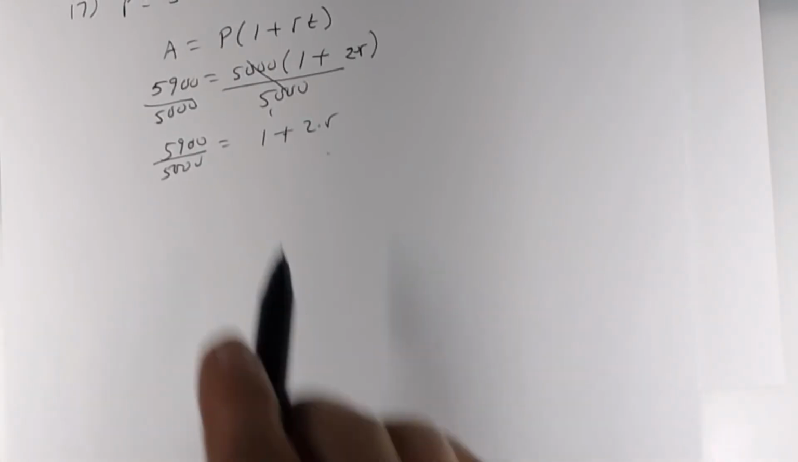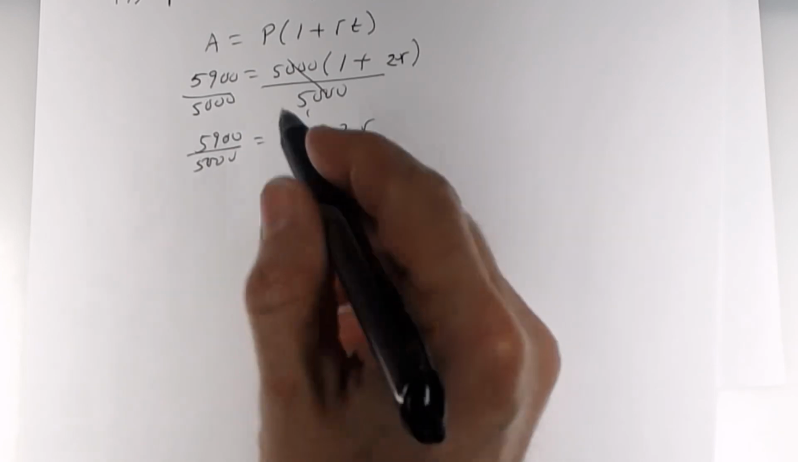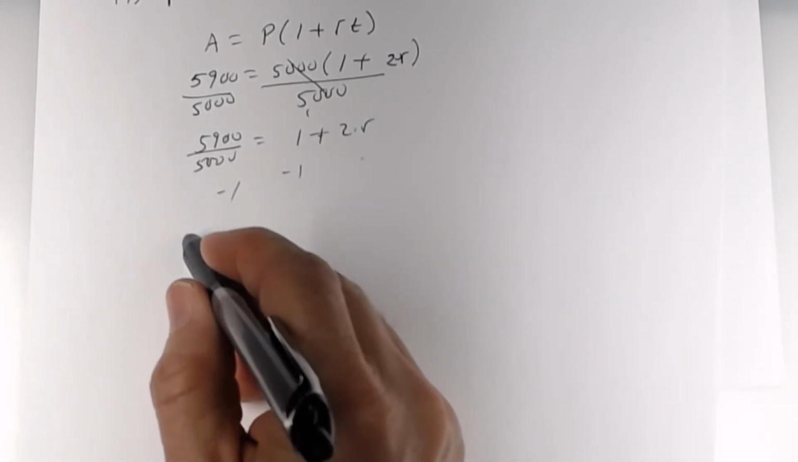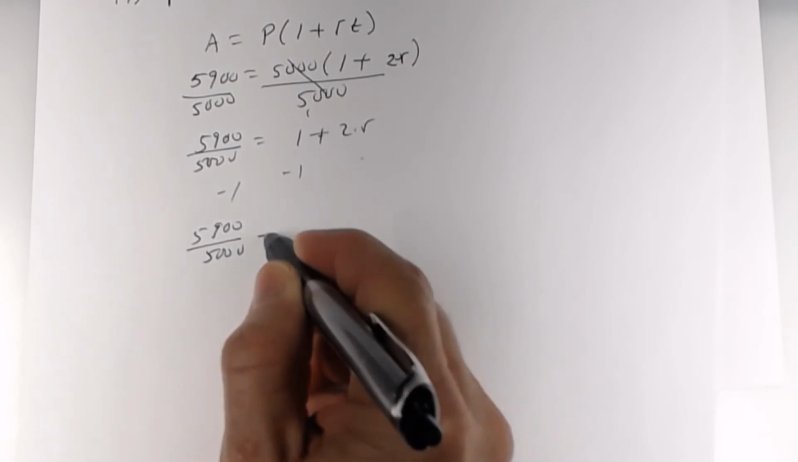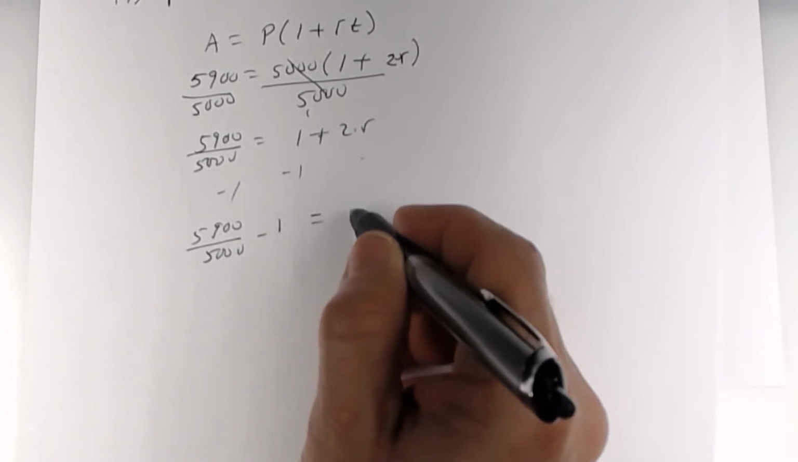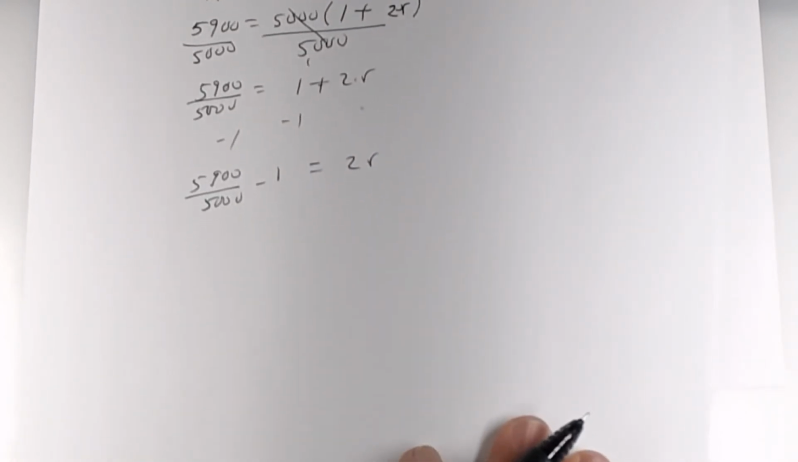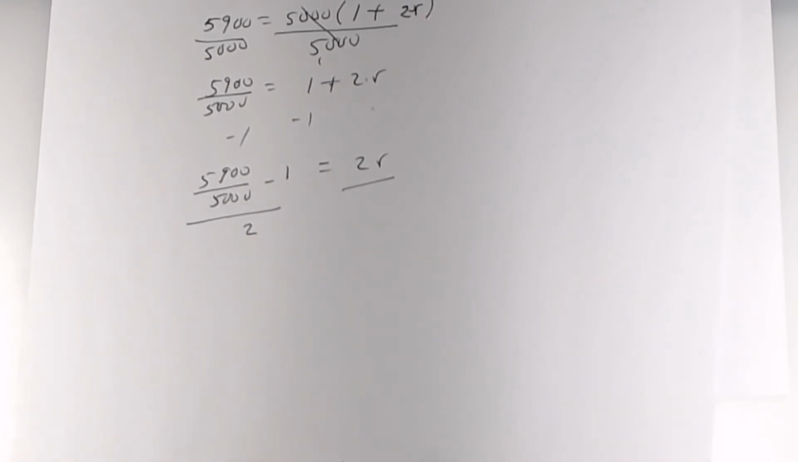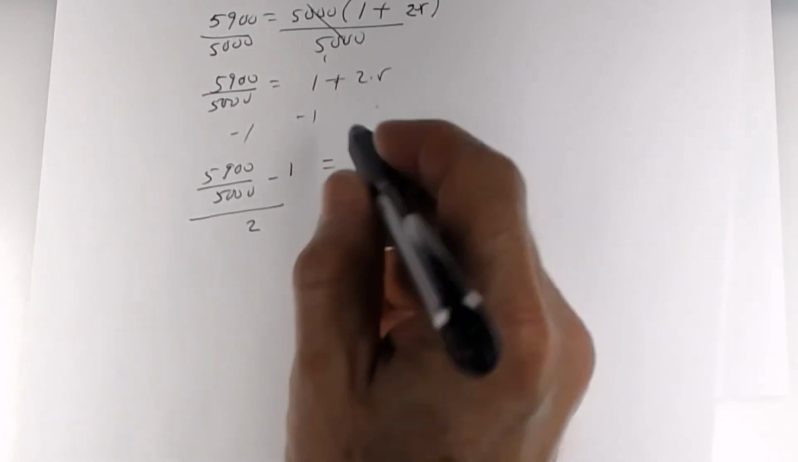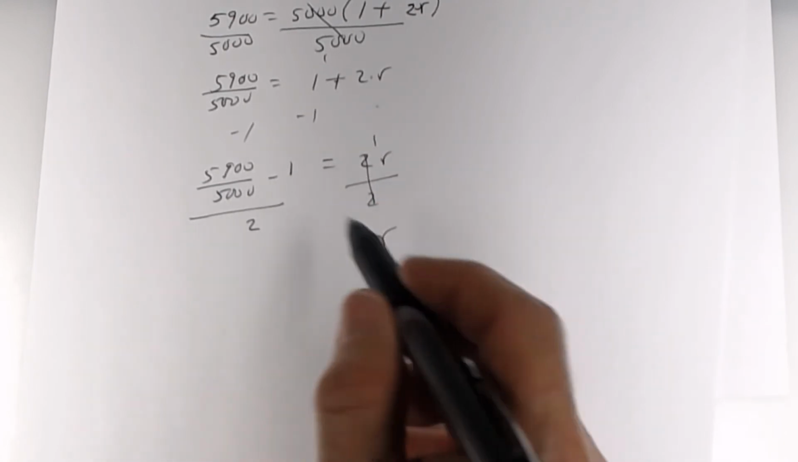Okay, so we're gonna isolate the 2R. I'm gonna get rid of the 1 first. So I'm gonna subtract 1 from both sides, just like in the previous problem. So I got 5,900 divided by 5,000 minus 1, and all that's equal to what term? 2R. But remember, you got to get R by itself. So what's the next thing? Divide by 2, just like this. Divide by 2. And both sides, see how I did this? Both sides. So these divide out, so this is your R right here.